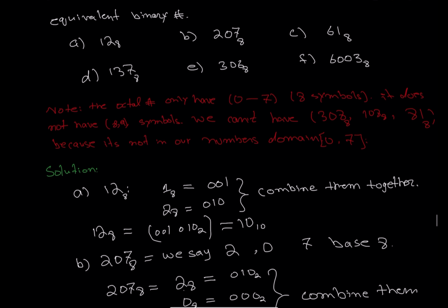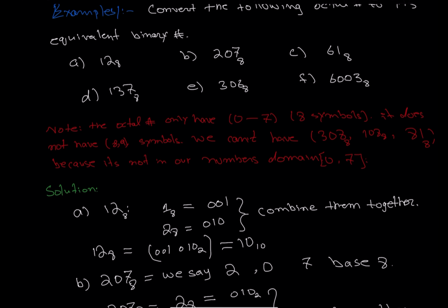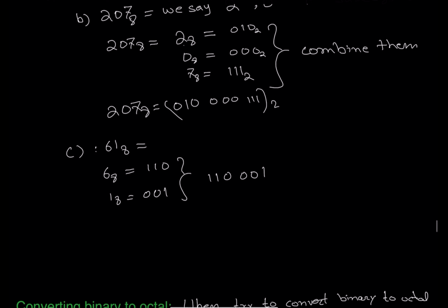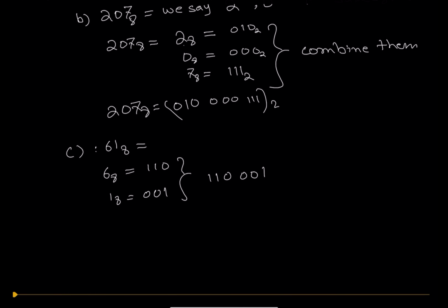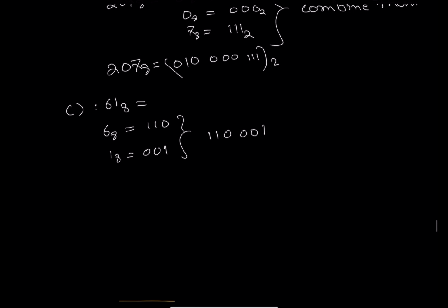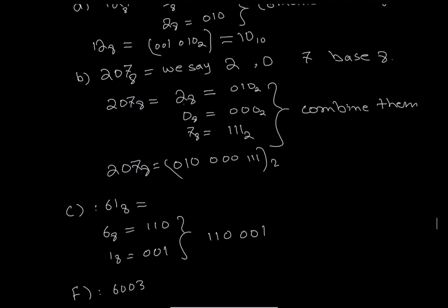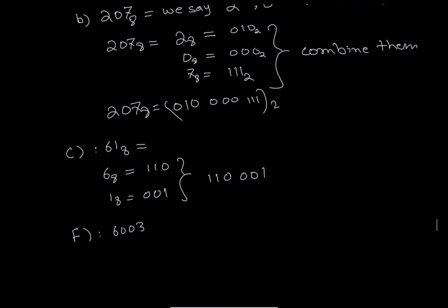Now let's do one more example. Let me do 6003. Let me get some space here. Okay. Alrighty. So I hope, yes, that's 6003 base 8. That number will be equal to a binary representation, as we will see.